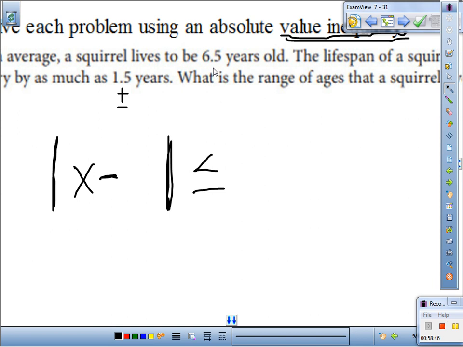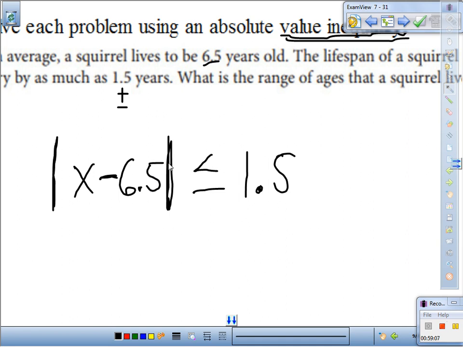Could the squirrel be 6.5 years old? Yes. But could it be less? Yes. However, could it be more? By as much as how much? That's how we know that goes right here, 1.5. So that means the other number goes right there. Okay, let's solve this.